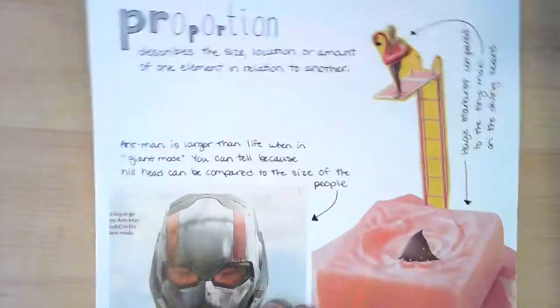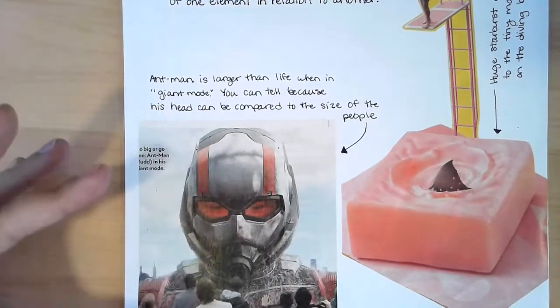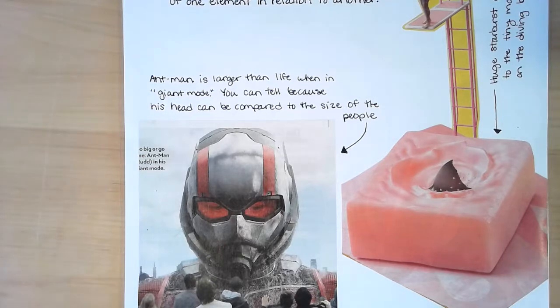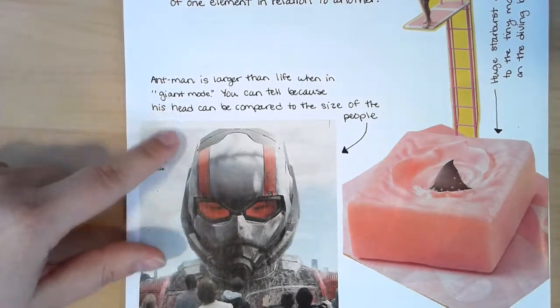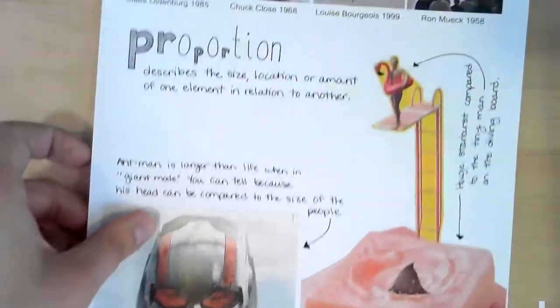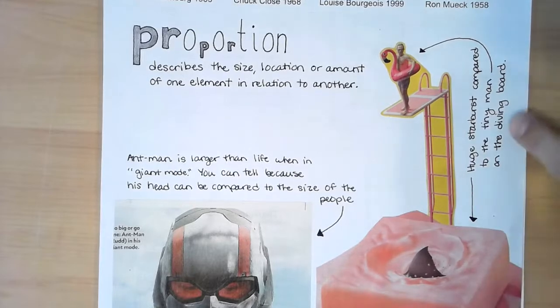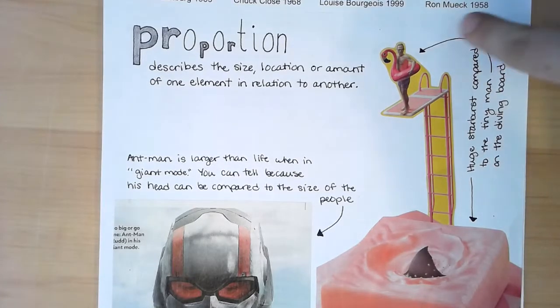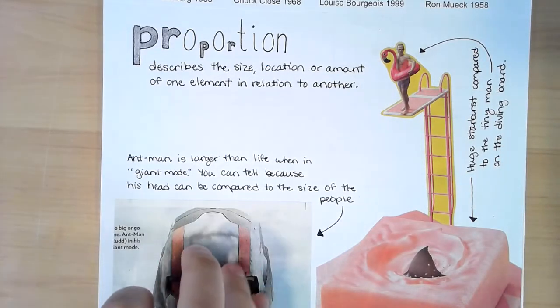Anyways, so in my examples that I have down here, I got an image of Ant-Man when he's super, super big in his giant mode. Okay, so Ant-Man is larger than life in his giant mode. You can tell that he is large because you can compare his head to the size of the people that are here. So he looks a lot bigger. Then I have my example over here. We have this huge Starburst candy compared to this tiny man on this diving board. Okay, so mine deal with size once again when we talk about proportion.